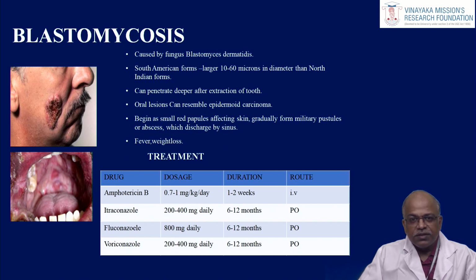Treatment is mainly systemic antifungal drugs, intravenous amphotericin B, which can cross the blood-brain barrier. They are given at a dose rate of 0.7 to 1 mg per kilogram body weight. Other systemic antifungal therapies include itraconazole at a dose of 200 to 400 mg daily for 6 to 12 months, fluconazole 800 mg daily for 6 to 12 months, and voriconazole 200 to 400 mg for 6 to 12 months.